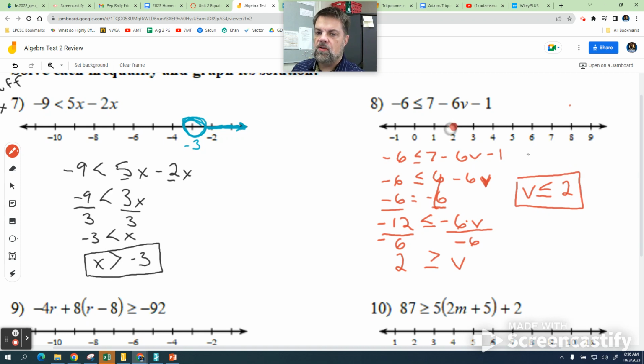Closed circle. Why do I have a closed circle? I have an equal sign, right? So because that little equal sign is there, I need a closed circle. Now, v is less than that. What number is less than 2? 1, 0, everything to the left, right?